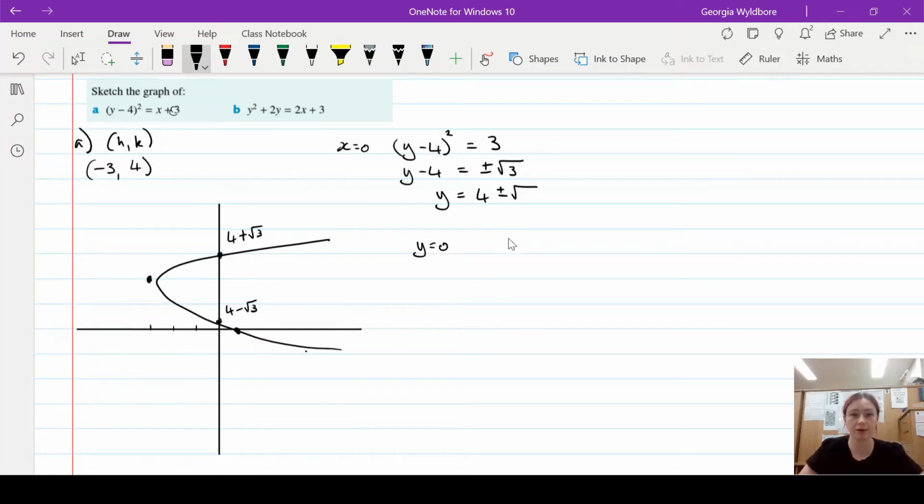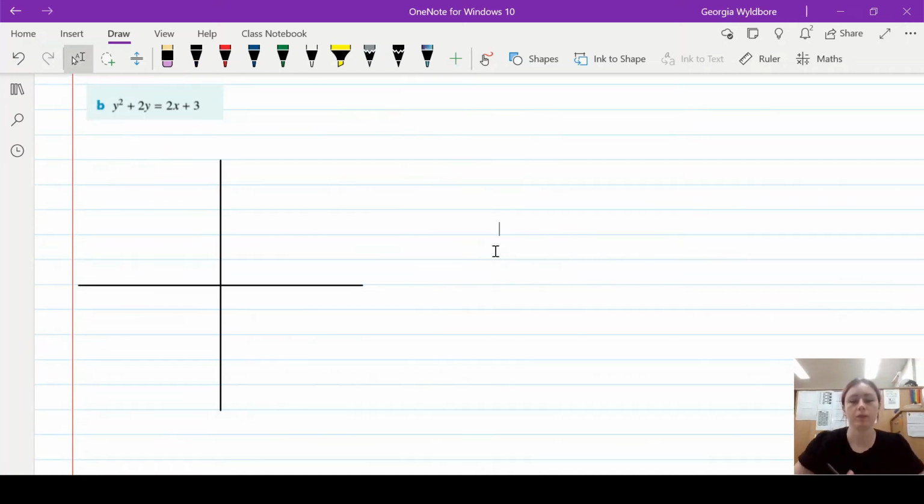Then we want to do our x-intercept. So when y is 0, we would have 0 minus 4, so (-4)² is going to be 16 equals x plus 3. Take 3 away from both sides. x is going to be the point 13. So obviously not to scale, but we get the idea. That's that sketch.